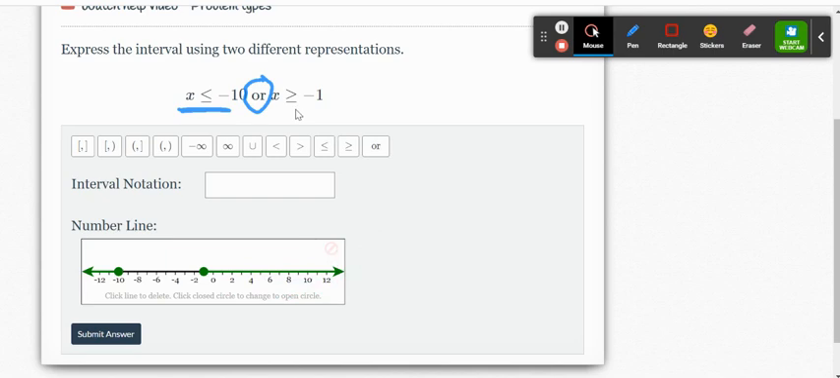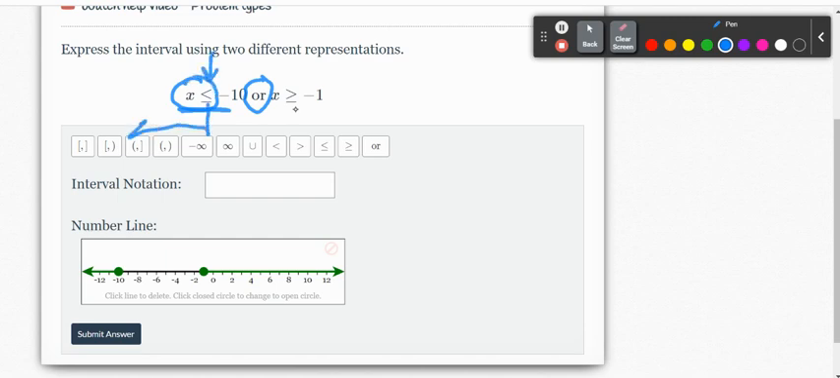Now, a quick little thing I hadn't mentioned earlier. If your x value is on the left-hand side of the alligator, this will help you know which way to point. So that should be pointing left from negative 10. And right here, this is telling you from negative 1, you point to the right. So that's supposed to be a helpful strategy. It's only helpful if the x is on the left-hand side of the inequality symbol, or the alligator.